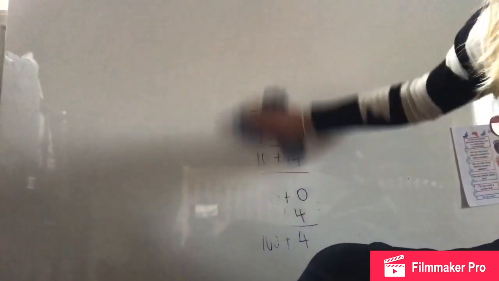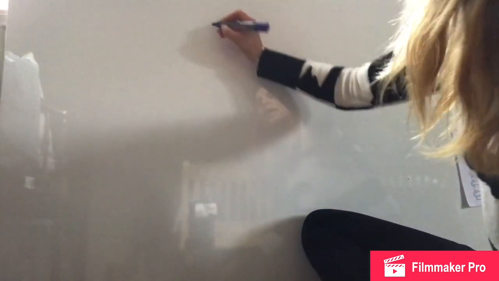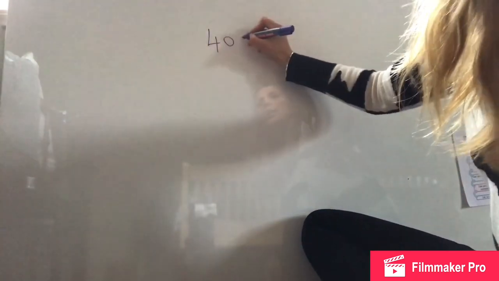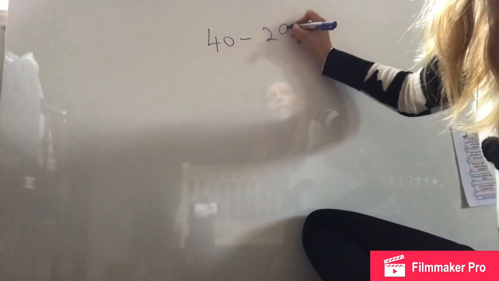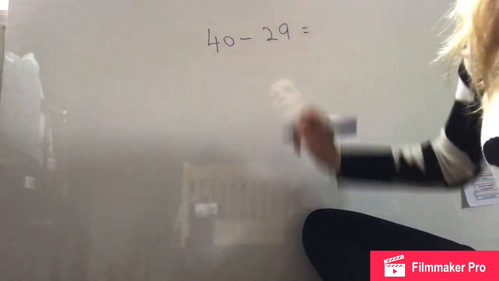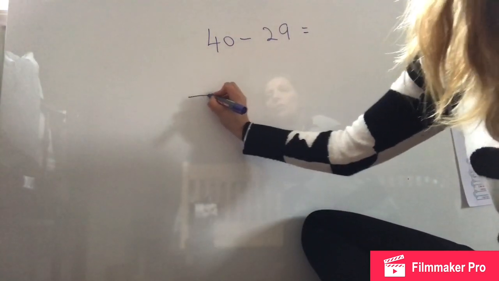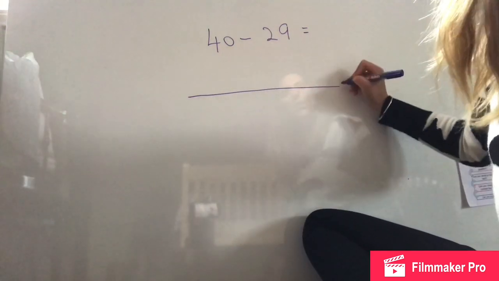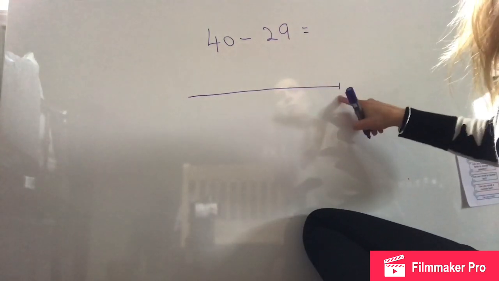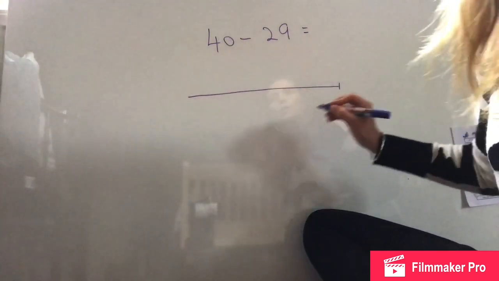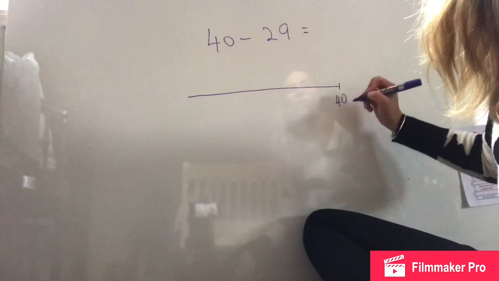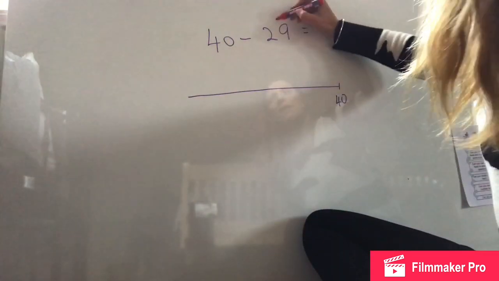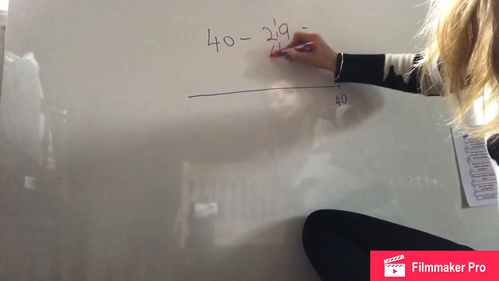Let's have a look at the formal method for subtraction. So I'm going to give you this one here. So 40, take away 29. So the formal method is to draw your number line, and you're going to start at this end because this is your biggest number. You're going to take some away, so you're going to move backwards. Okay, so to help me, I'm going to partition this number.